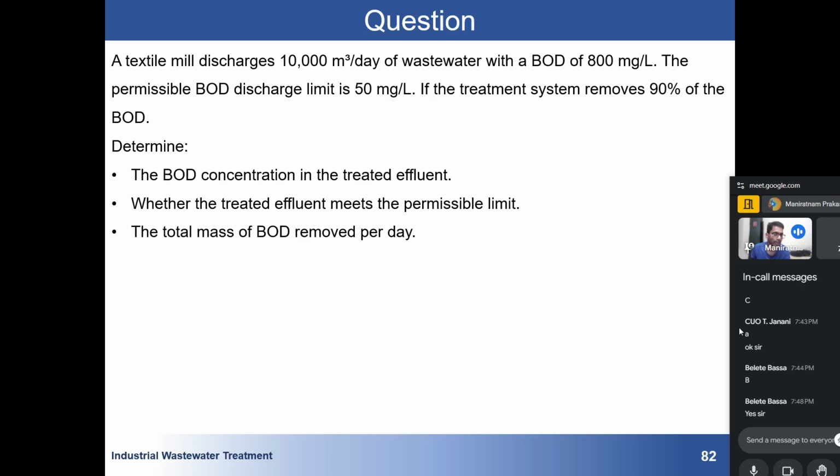Take your time. We have 10 minutes. I will give you 2, 3, 4 minutes. Just answer A, B, C. A will be some numerical term, B will be yes or no, C will be some numerical term. Take your time and solve it. I request everyone, this is a very simple numerical question that we have solved around 3 or 4 times already.